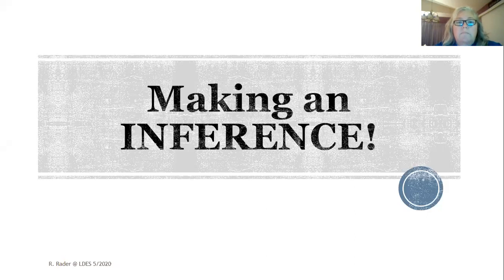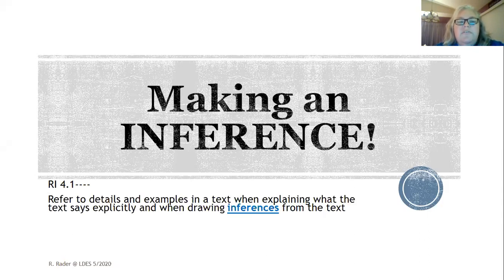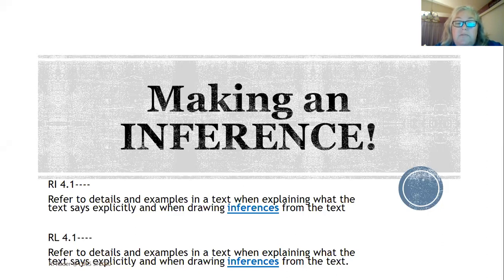Here we go. Making an inference. This is something that we've done before in the past school year, and today is just a review. RI 4.1 says refer to details and examples in a text when explaining what the text says explicitly and when drawing inferences from the text. That's RI, so that's nonfiction because we're reading information. And also in reading literature or fiction, refer to details and examples in a text when explaining what the text says explicitly and when drawing inferences from the text. So basically the same thing.